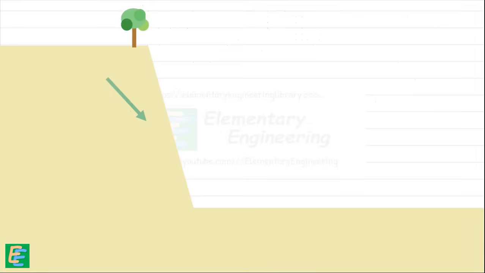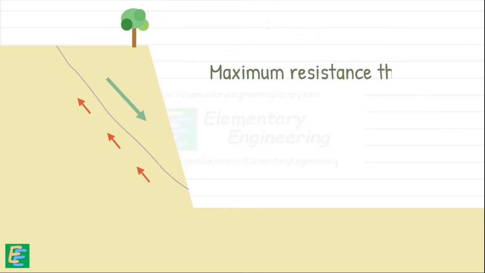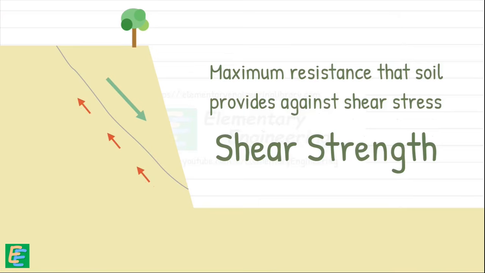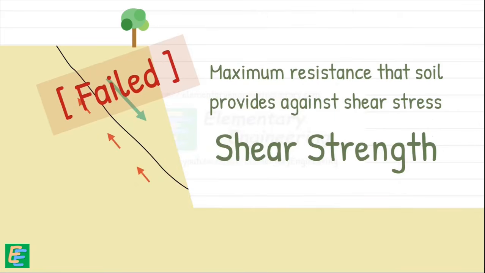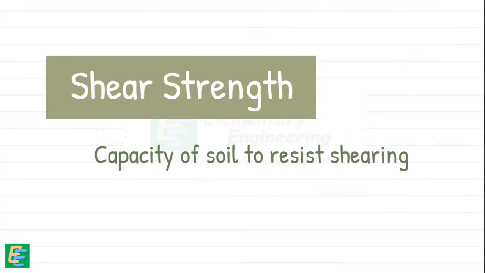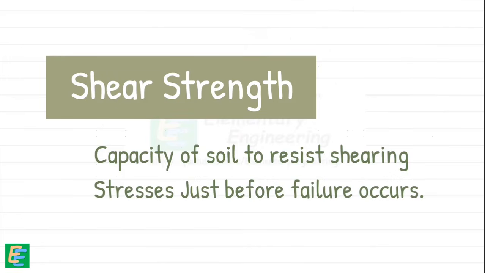This shear stress tries to move part of the soil mass relative to the rest by sliding. However, the soil material resists this motion. The maximum resistance that soil can provide against shear is known as the shear strength of the soil. When this resistance reaches its maximum value, cracks may appear in the soil and soil is said to have failed. In other words, shear strength is the capacity of the soil to resist shearing stresses just before failure occurs.